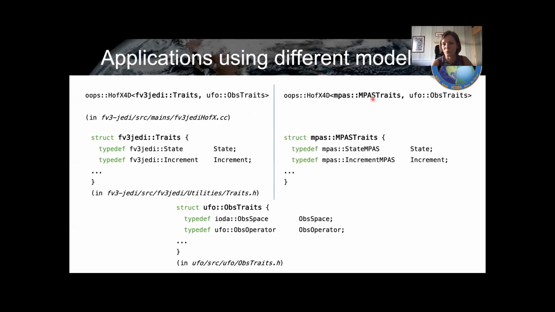And if we looked at these MPAS traits, again, it would look very similar to FV3 JEDI traits. There would be these typedefs for everything that's model related, and then on the left side I would say which of the classes it uses: state, increment, etc. So that's how that's done at the interface level.